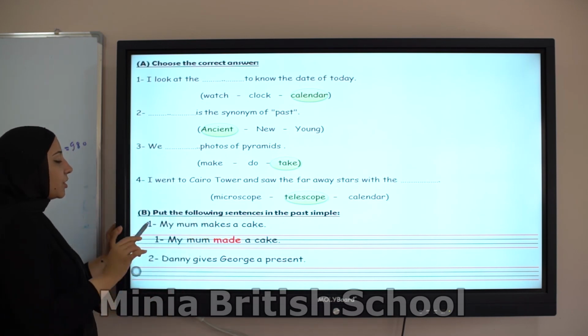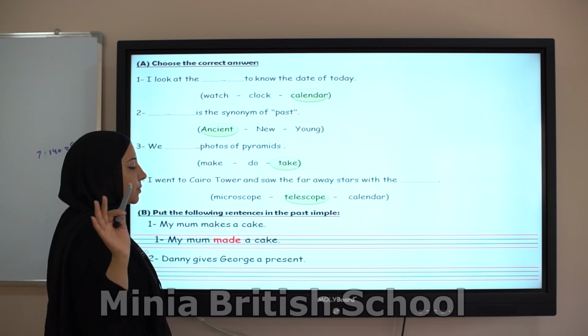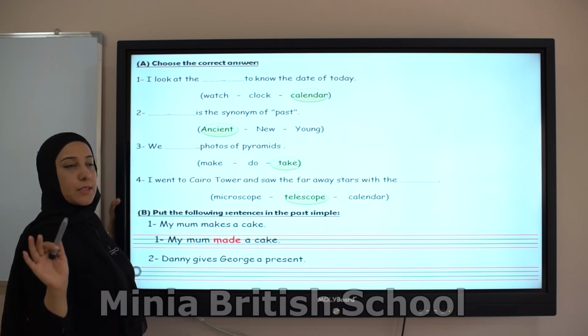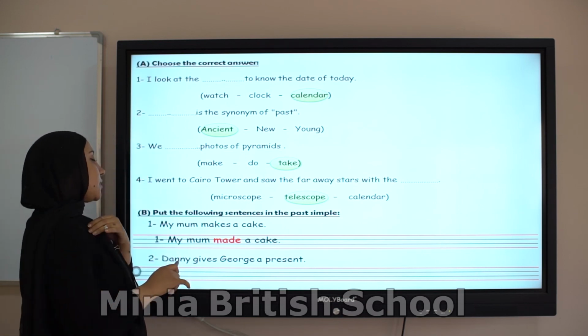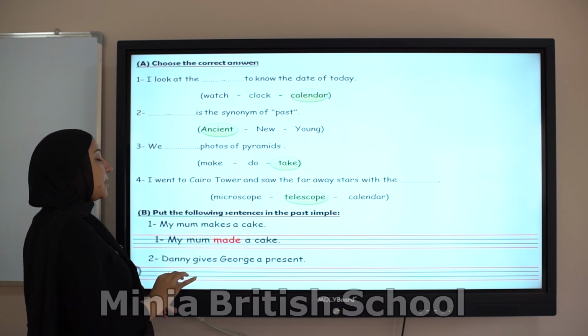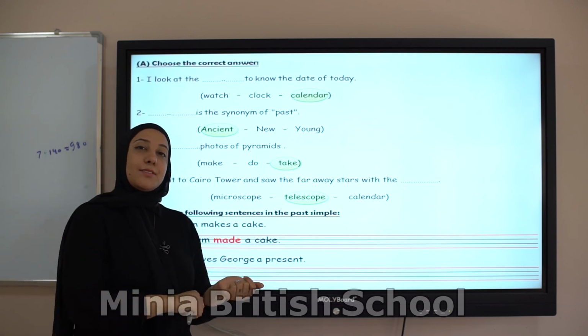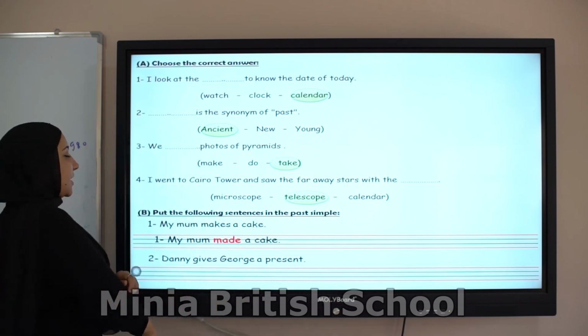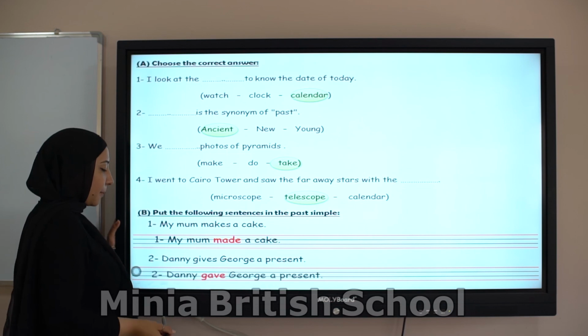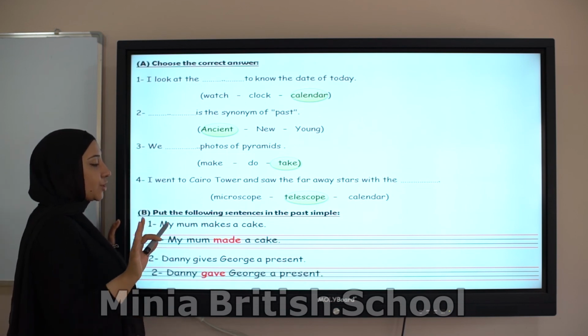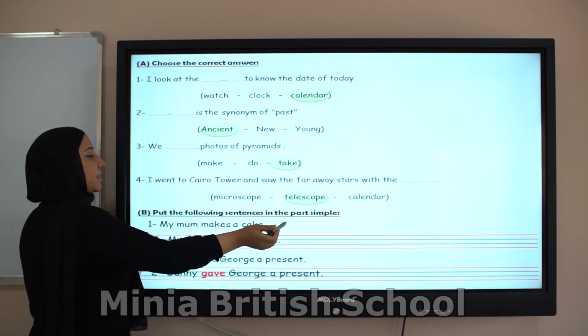Okay, number 2, Daddy gives George a present. Daddy gives George a present. Here, put the sentence in the past. What is the verb? Gives. Give. In present becomes what in the past? Excellent. Clap for yourselves. Daddy gave George a present.